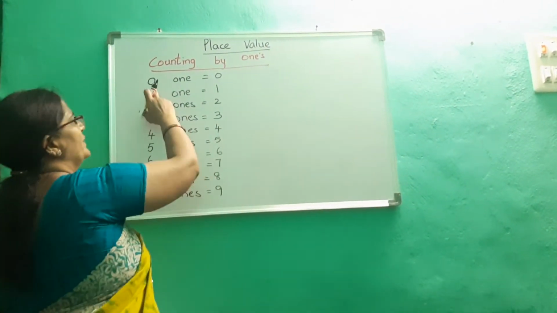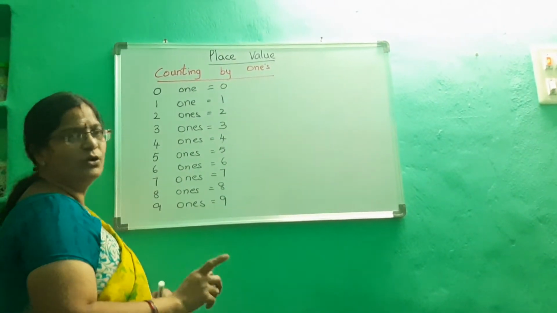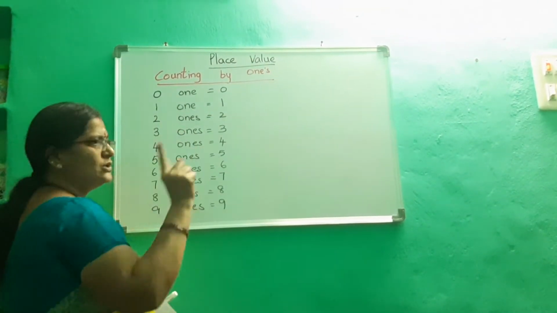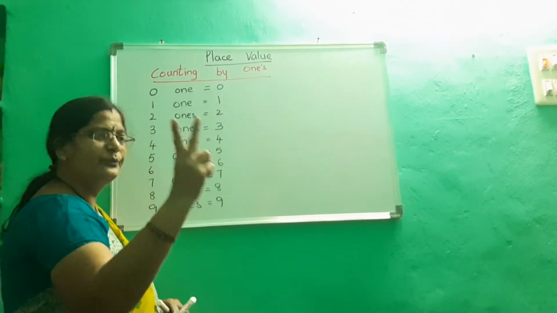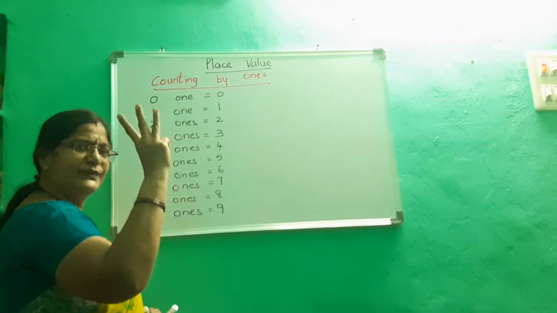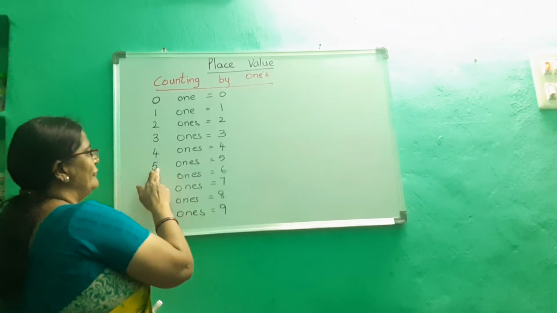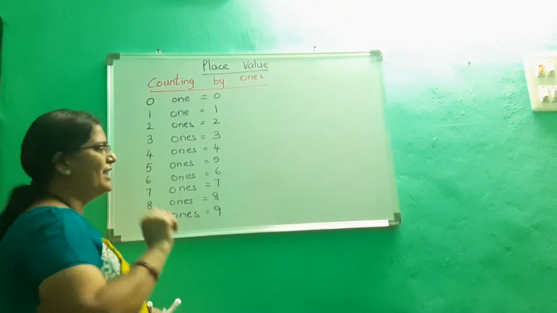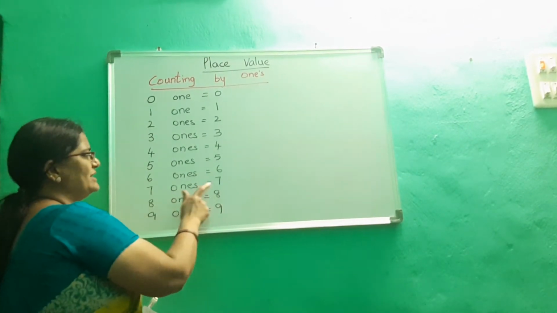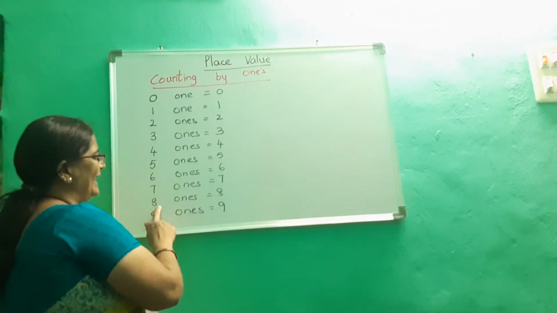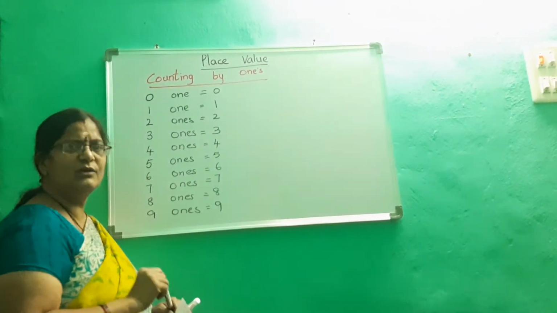Again we will read. 0 ones is equals to 0. 1 one is equals to 1. 2 ones is equals to 2. 3 ones is equals to 3. 4 ones is equals to 4. 5 ones is equals to 5. 6 ones is equals to 6. 7 ones is equals to 7. 8 ones is equals to 8. 9 ones is equals to 9.